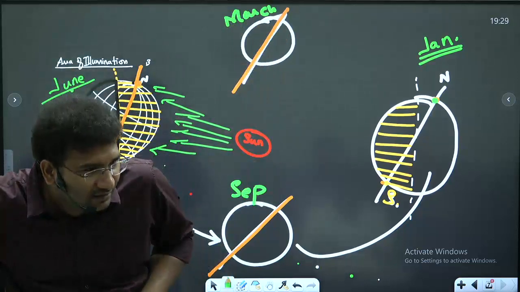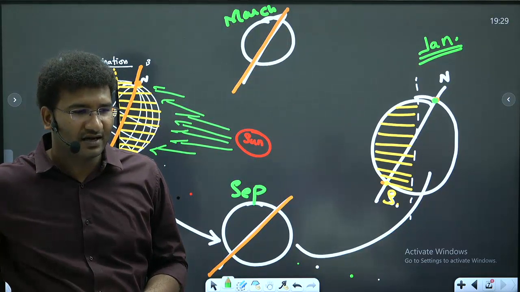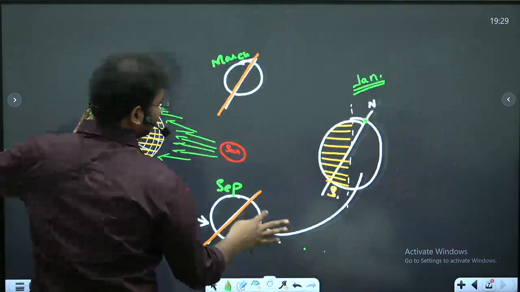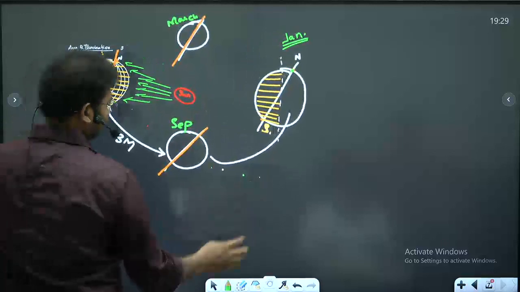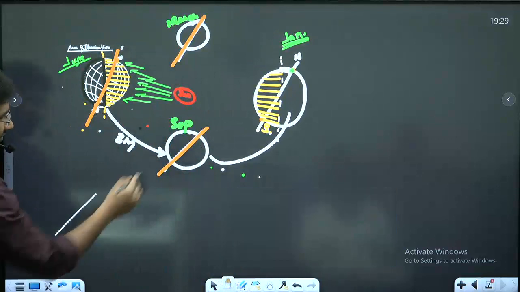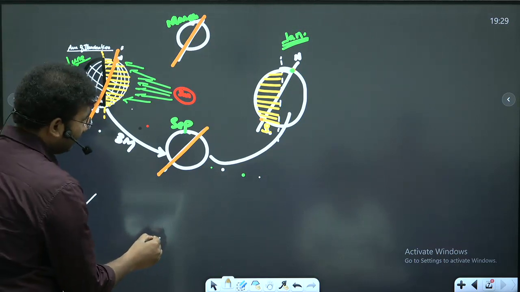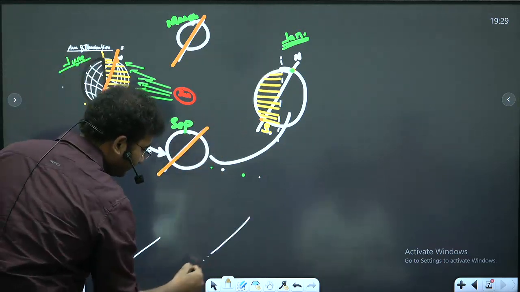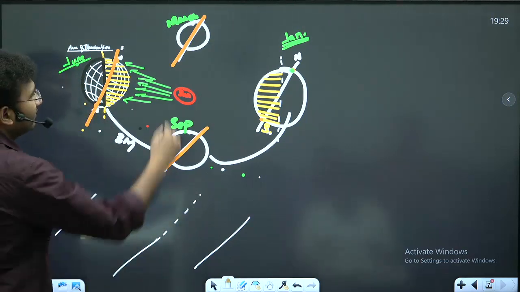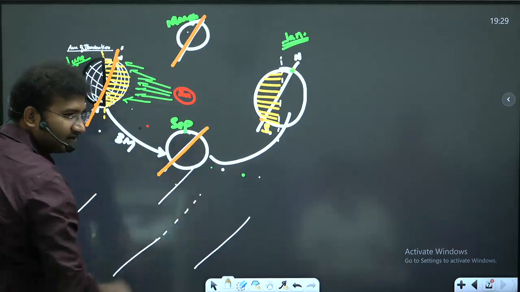Do not draw the Earth. Draw only the axis in each of this month. Are they parallel to each other? Look at this. I'll only draw the axis. June and September. Are these parallel to each other? Yes. Now from September to January, are these parallel to each other? Right? March and January. If I take, are they parallel?